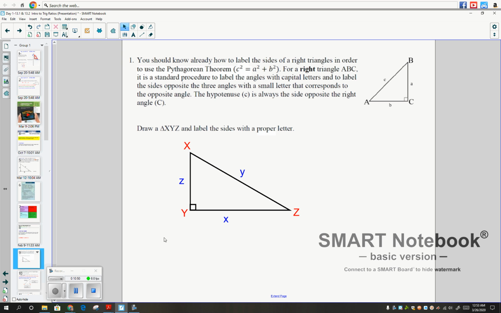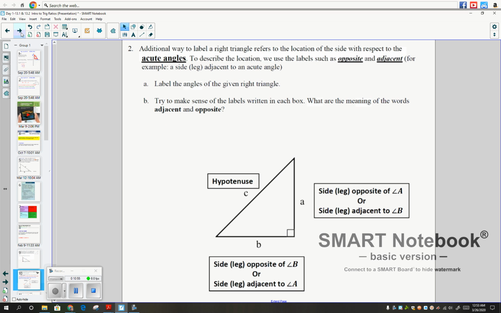Very important that you understand how we label those as we move forward. Number 2, additional ways to label right triangles refer to the location of the sides with respect to the acute angles. As we talk about these acute angles and we start using these words to describe the location, we use labels such as opposite and adjacent.